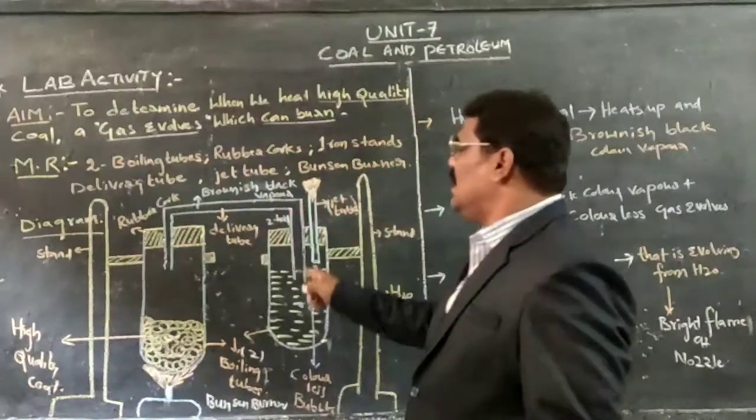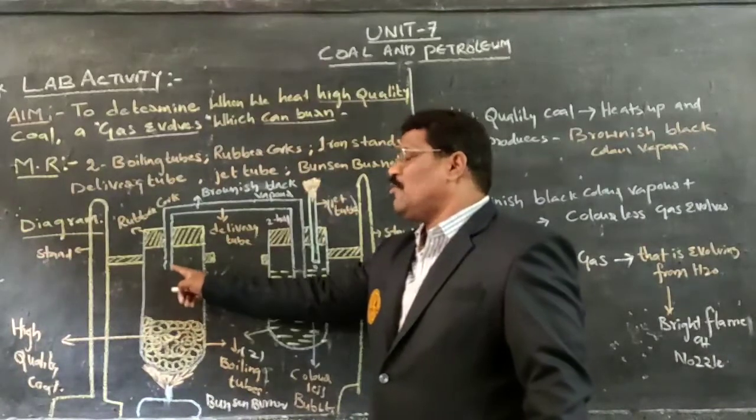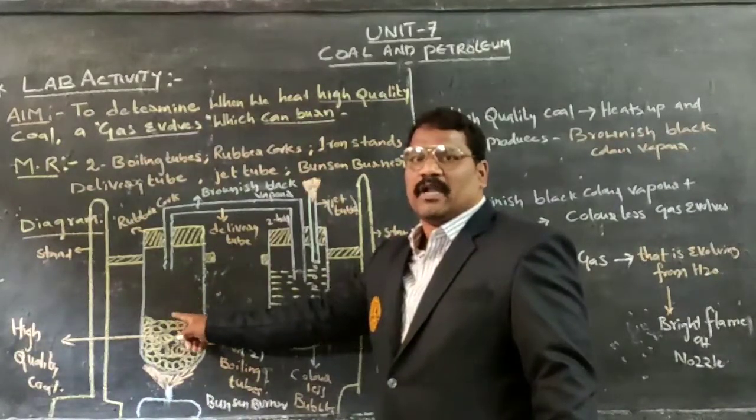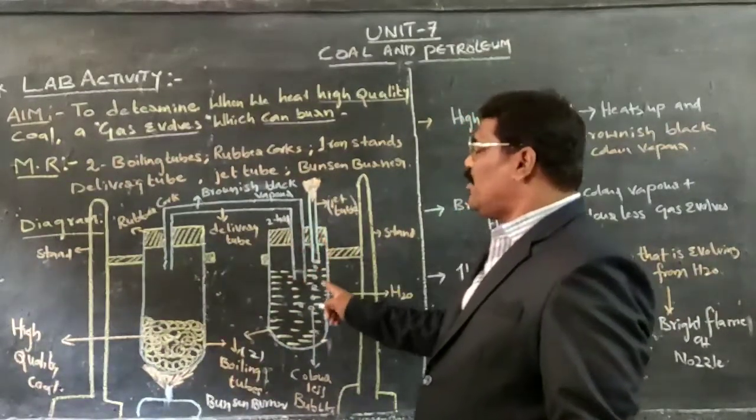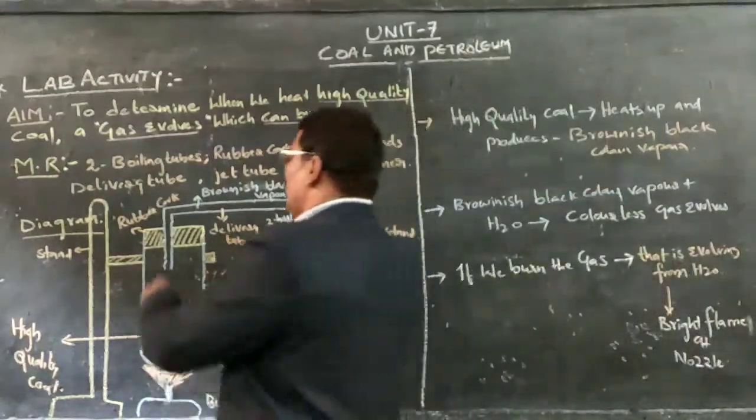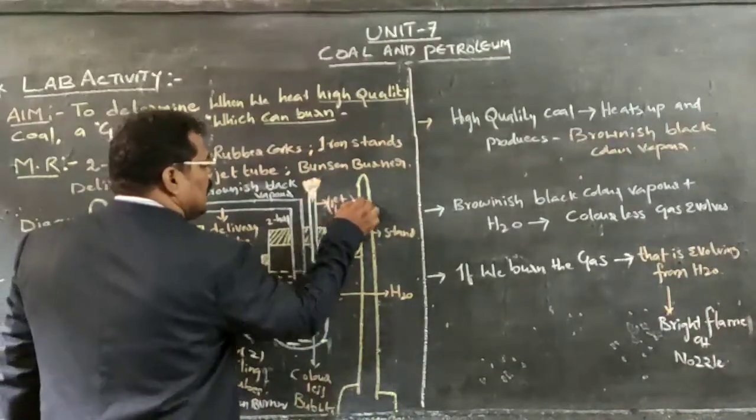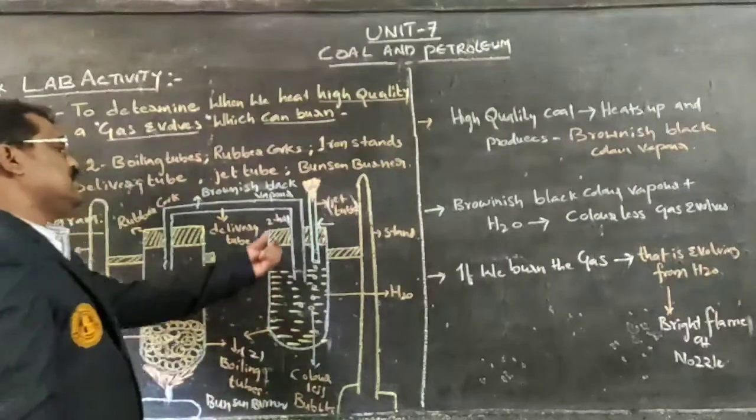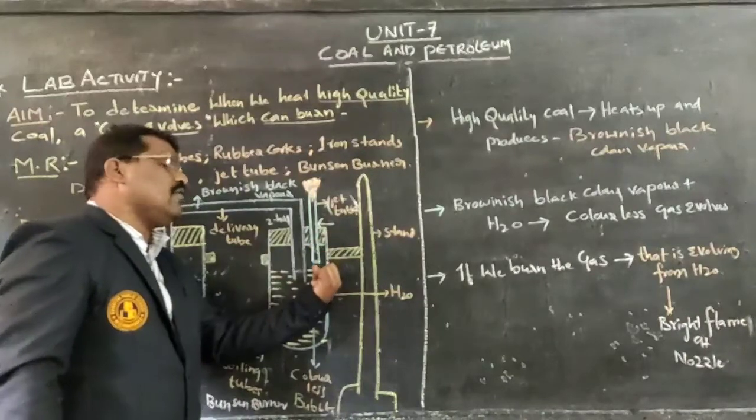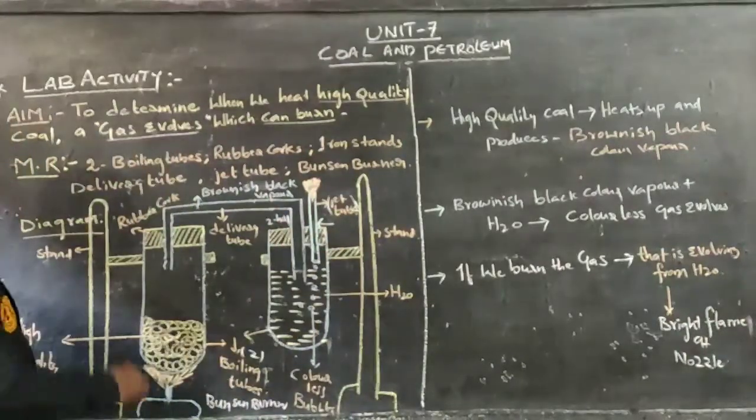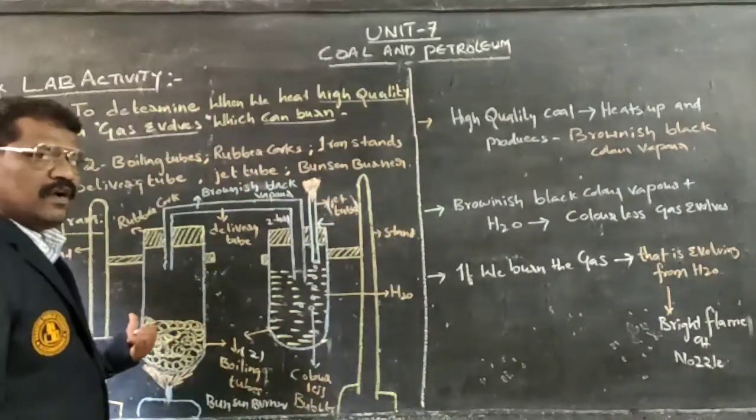Then place the delivery tube in such a way that one end is open within the coal boiling tube, and the other end is slightly immersed in the water in the other boiling tube. Fix it with the one hole rubber cork as well as the two hole rubber cork. And fix one more tube, a jet tube, here, slightly above the water layer. This is the description that we have completed.